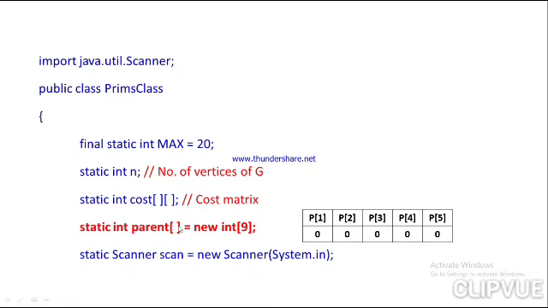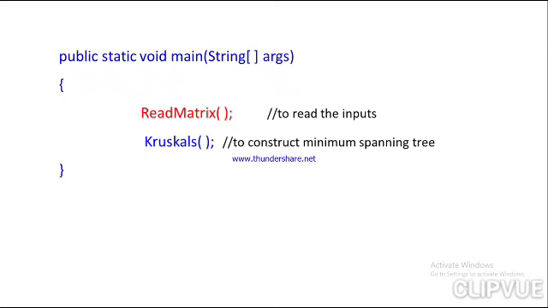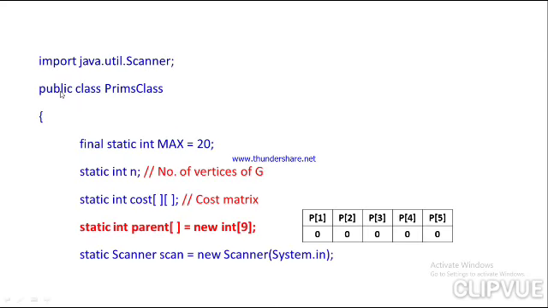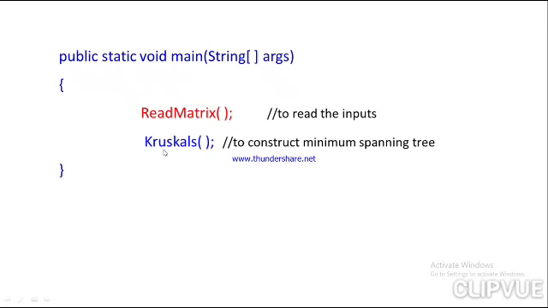Okay, then come to the main. And one more thing here, whatever class you are declaring here, public class prims class, this is the name of your file also, because this is the class which has the main program. So the file name should also be the same, that is prims class. So in the main function we are calling 2 more functions. One is a read matrix function, just to read the matrix, and the other one is Kruskal in order to find out the minimum spanning tree.